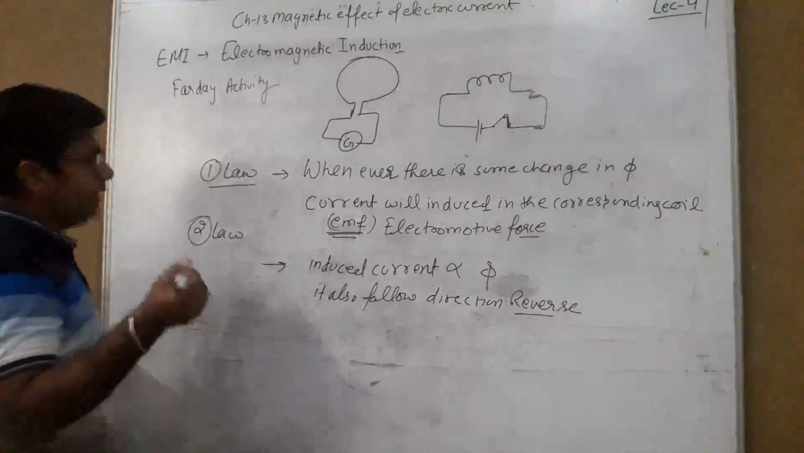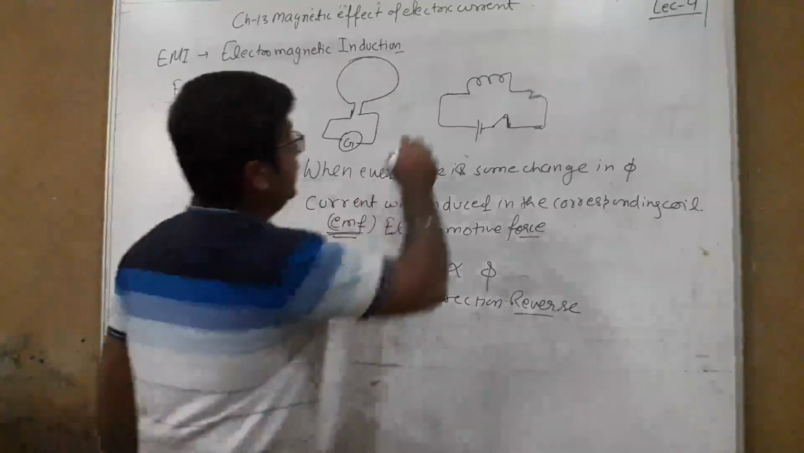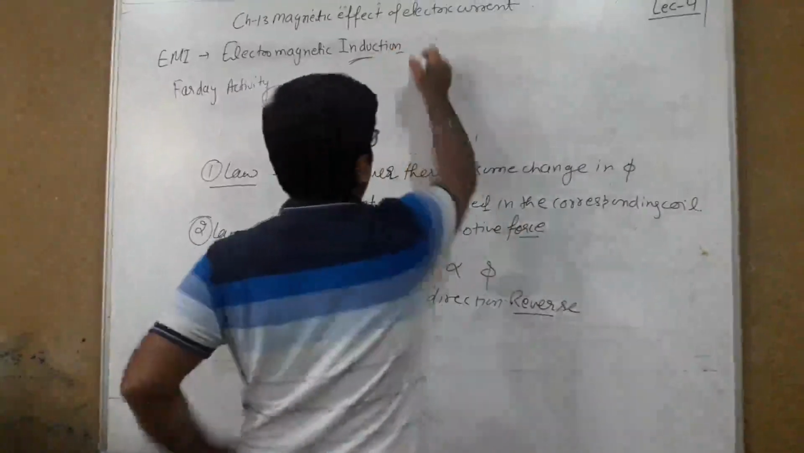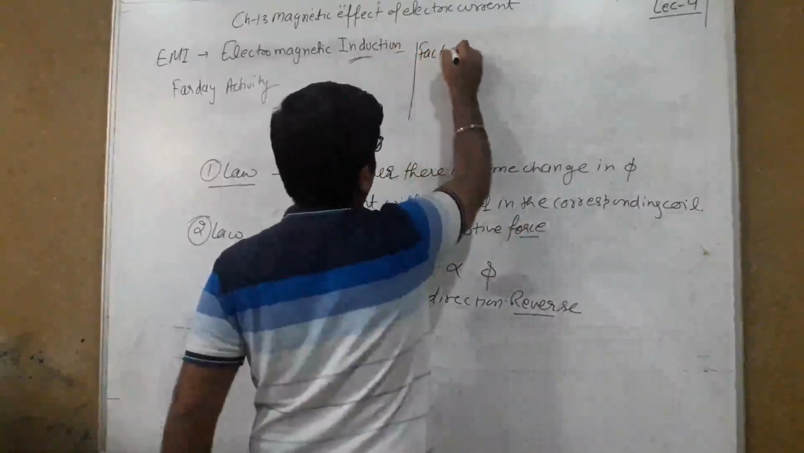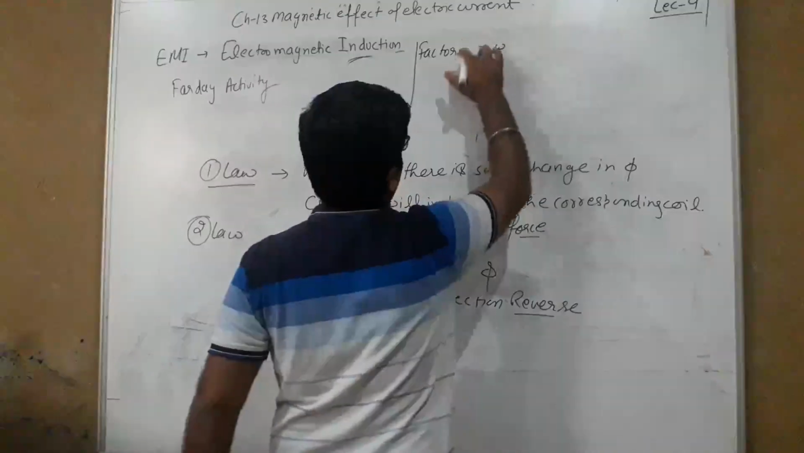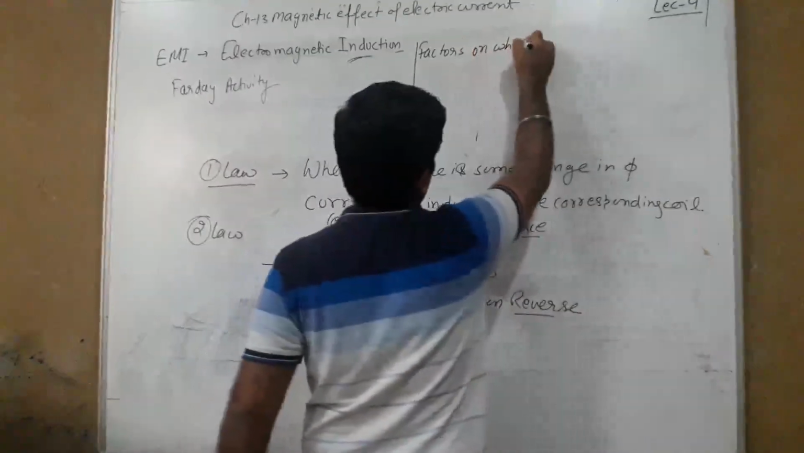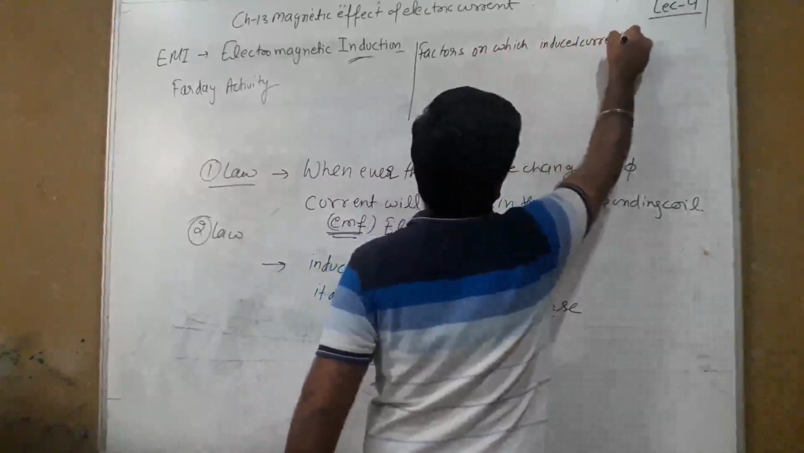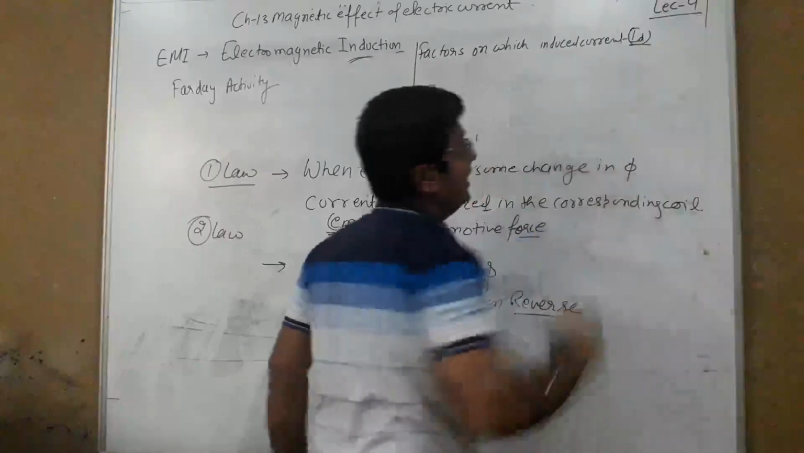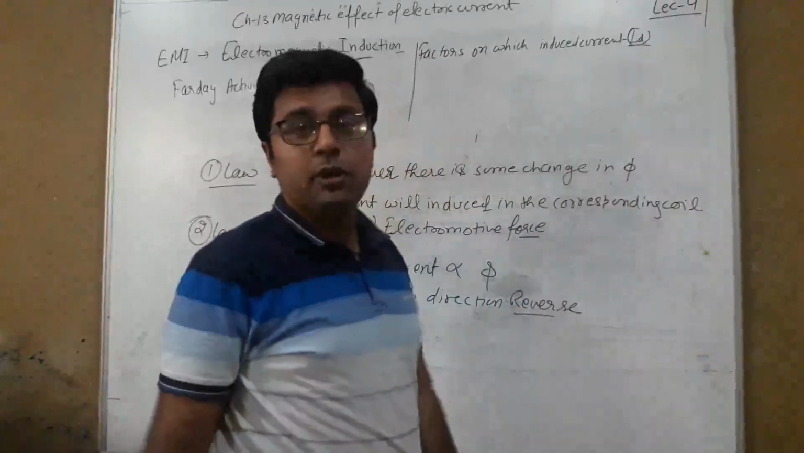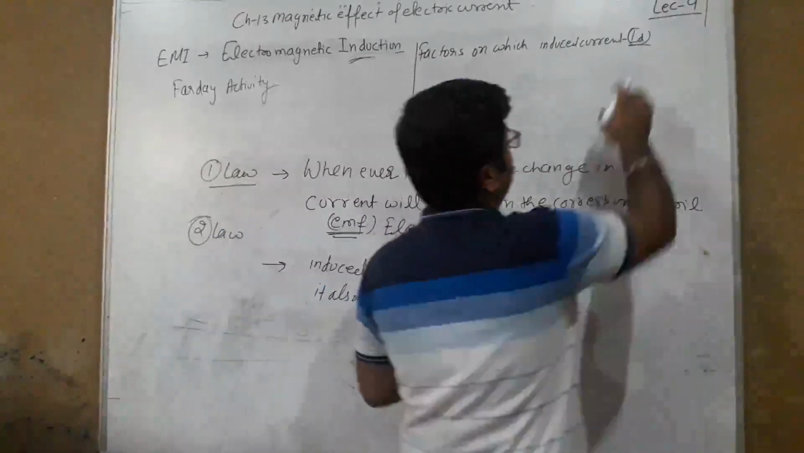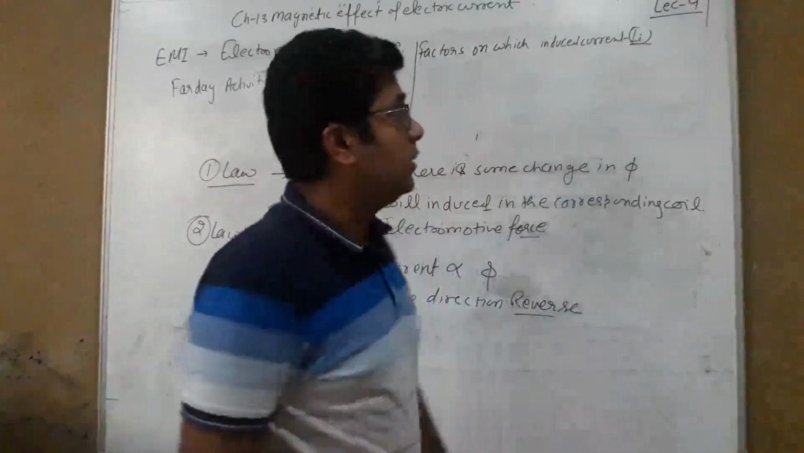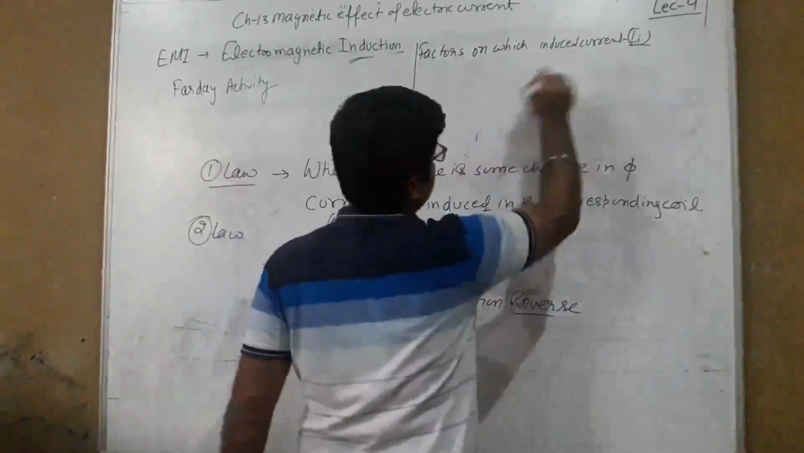So next beta. One more thing I can tell you: the factors. Let me write over here, I erase this diagram. Factors on which induced current depends. For your simplicity I write I_D, induced current. I is the symbol of current. So induced current, the factors on which induced current depends.